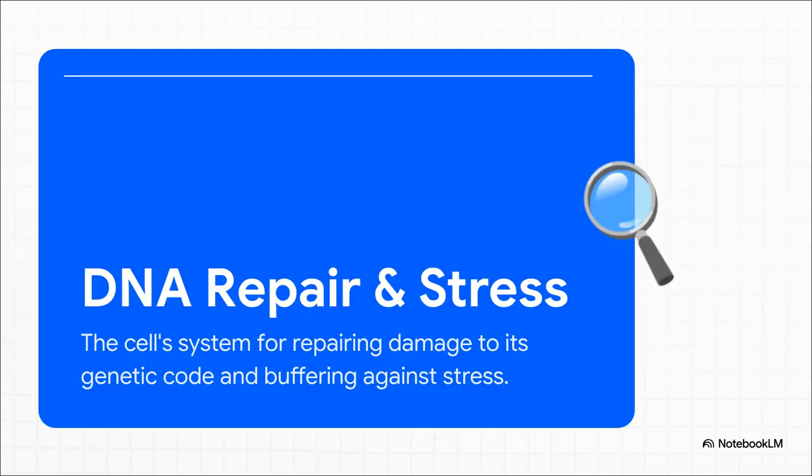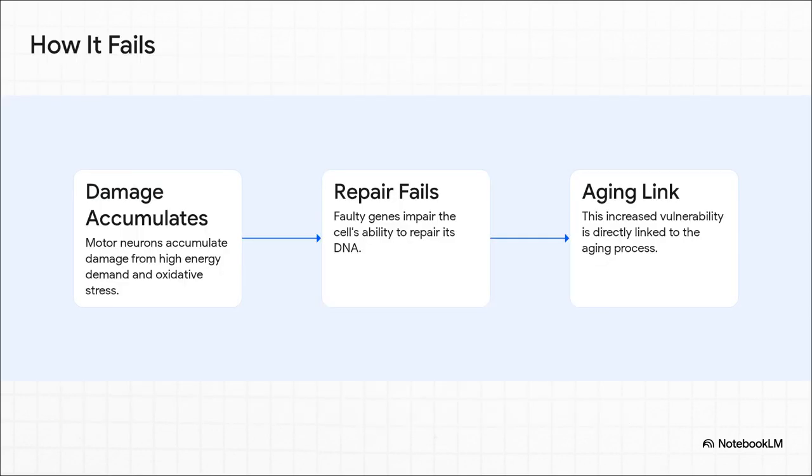And finally, we have the neuron's emergency maintenance and defense system. This is the crew that protects the cell's most precious asset, its DNA blueprint, from all the damage and stress that builds up over a lifetime of really hard work. See, motor neurons are these high-energy cells, and they just accumulate a ton of wear and tear. When the genes that are in charge of DNA repair are faulty, that damage builds up faster and faster. And this provides a direct, powerful link between the genetics of ALS and the single biggest risk factor for the disease, which is simply the process of aging itself.